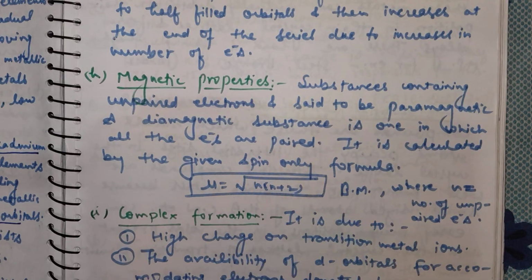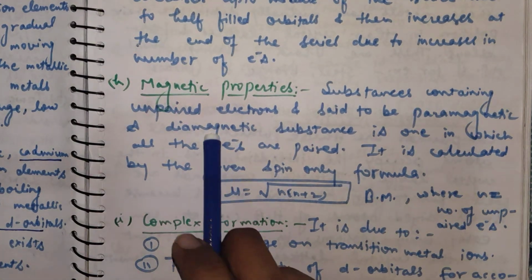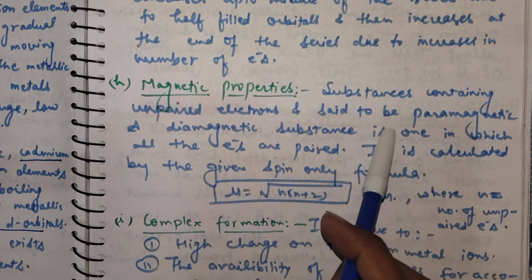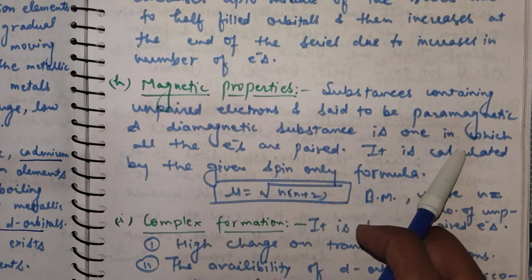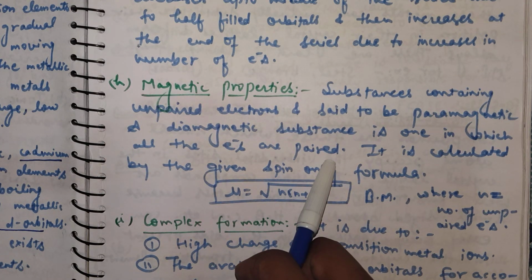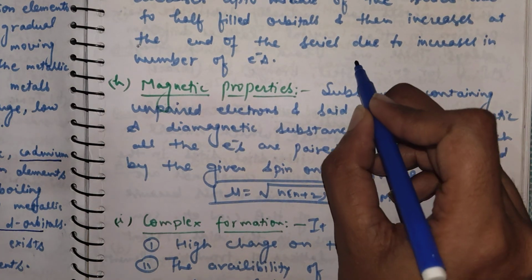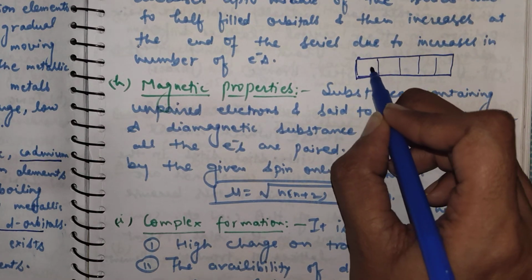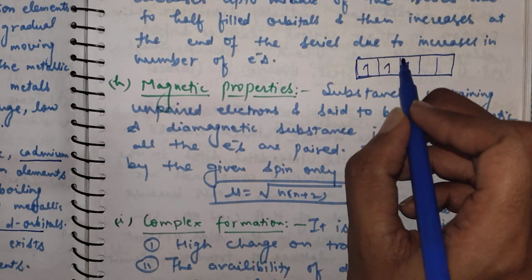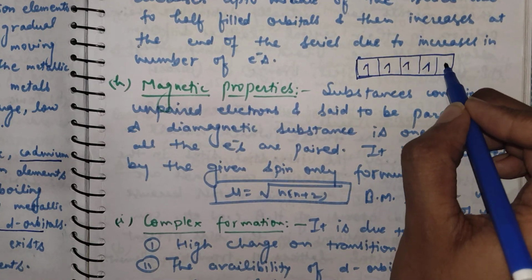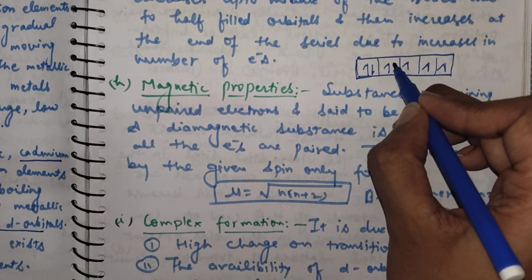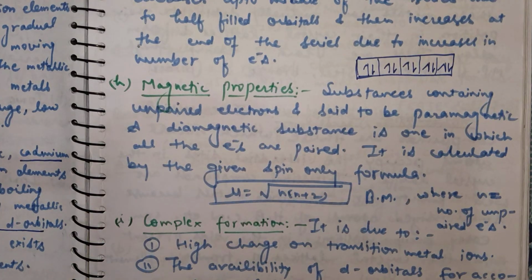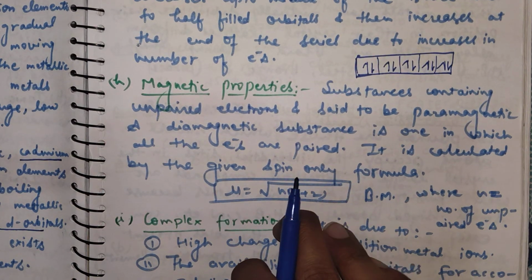Now come to the magnetic property. Substances containing unpaired electrons are said to be paramagnetic, and a diamagnetic substance is one in which all the electrons are paired. If in the d orbitals, these being the 5 orbitals in the subshell, electrons are arranged this way, then it is paramagnetic. This is paramagnetic and this is also paramagnetic. But if the pairing is completely done, then it is called diamagnetic. So this is the process of magnetic behavior, and it can be expressed as magnetic moment.